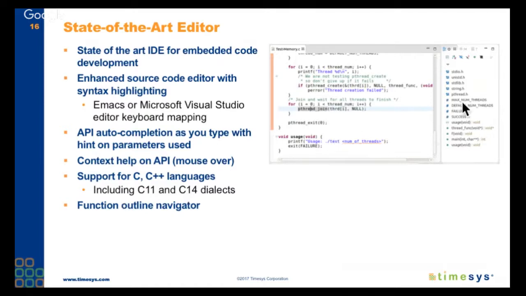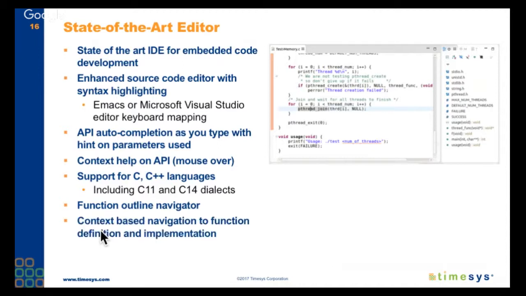It has a function outline navigator, so it allows you to very quickly jump between functions. If you have variables defined in a specific file, they will be accessible in that view as well. You can also do context-based navigation to function definition and implementation. Very useful in C++ development, meaning if I have a specific function, a specific API, I can access its definition.